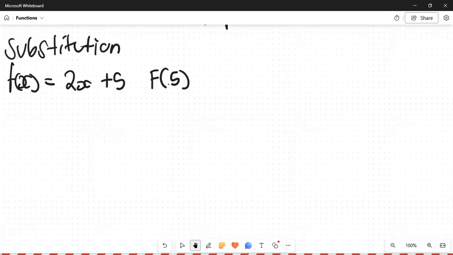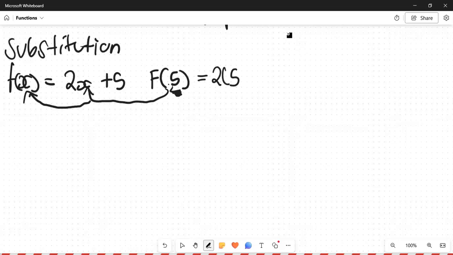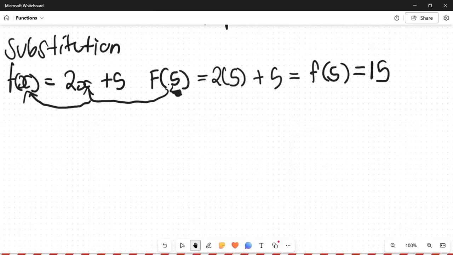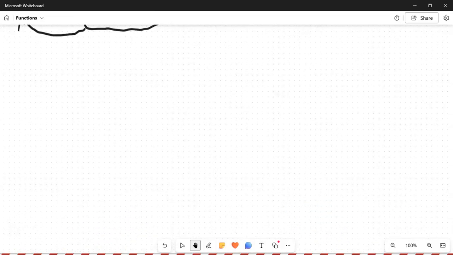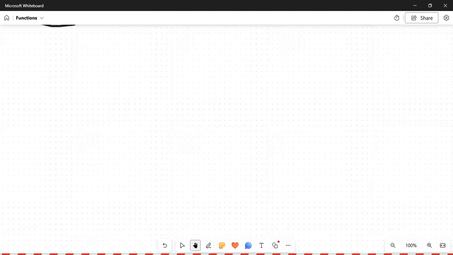In order to find the output, your goal is just to plug 5 in wherever there's x. So f of 5 is equal to 2 times 5 plus 5. Then 2 times 5 is 10, plus 5 is 15. So f of 5 is equal to 15. We're done from here. Then another way to solve functions is called composite.